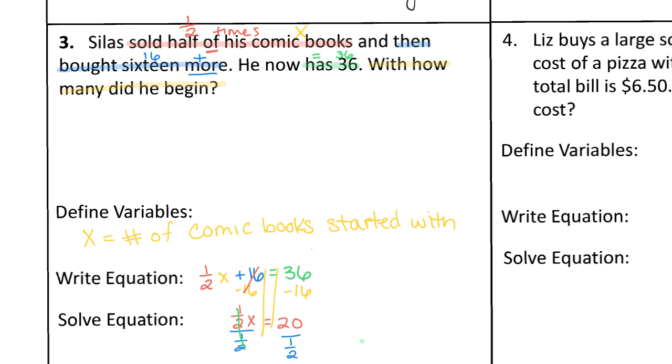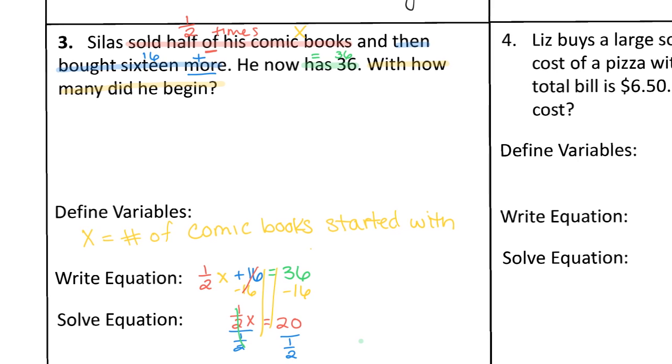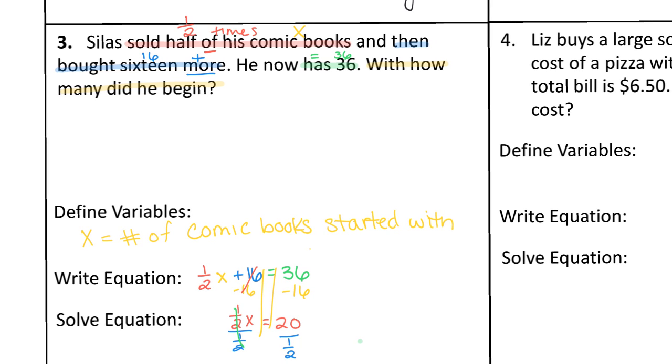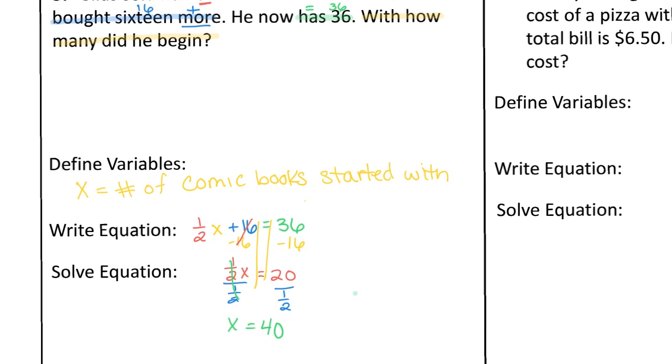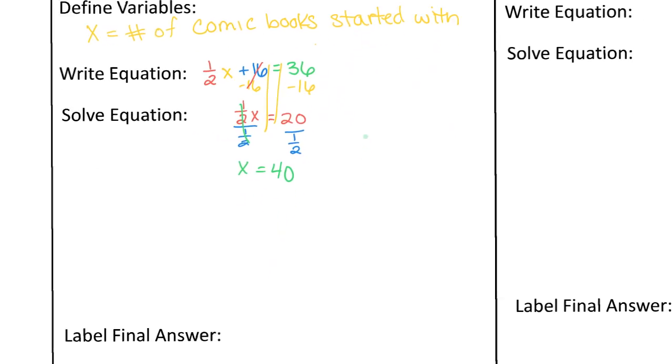And then he bought 16 more. So bought means he added to his collection. So we added 16, and he has, remember, has, those all mean equal 36. So that's why it's 1/2 x plus 16 equals 36. Okay, because we sold half of our original. We bought 16 more. And now we have 36. Okay, so when you solve that, you would get 40.